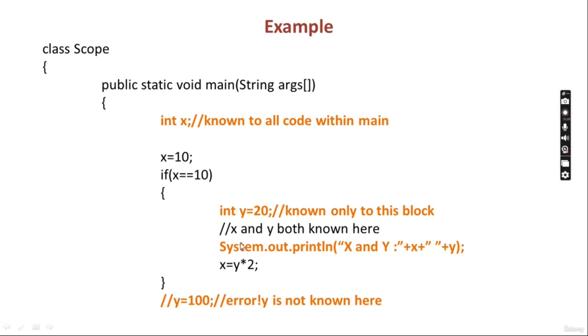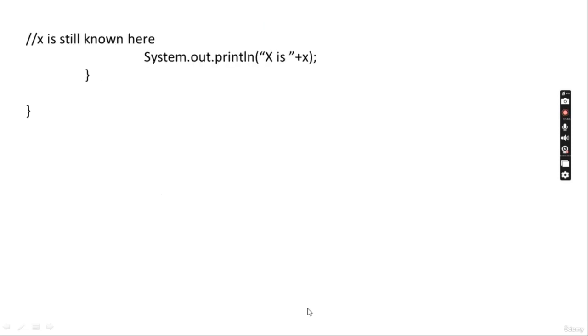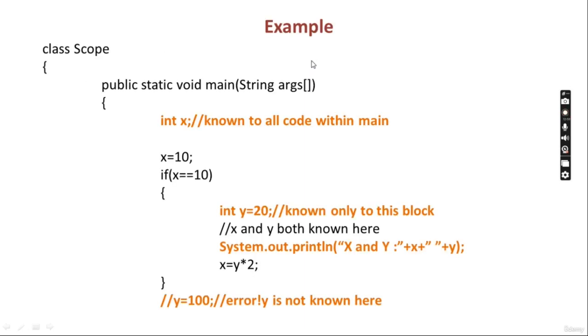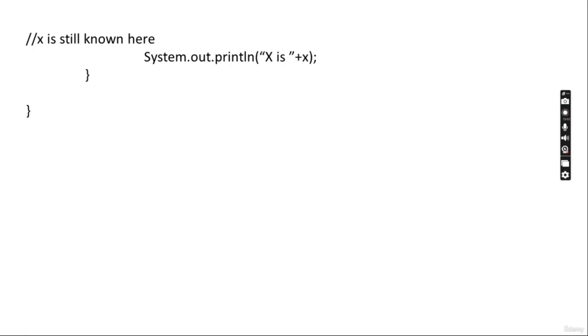x and y both are known here. Now I will print x and y, and then I multiply y by 2. Here again y is equal to 100. I don't know this y. Why? Because this is declared inside the opening and closing curly braces. So here it will throw an error. But x is still known here. So x is outputted, and the x output is 20. That will be displayed.